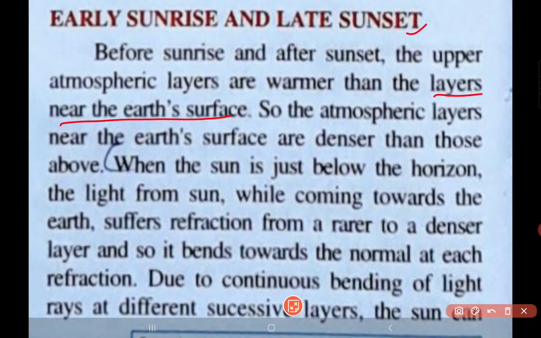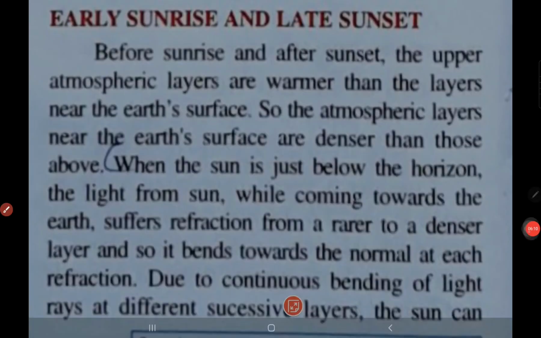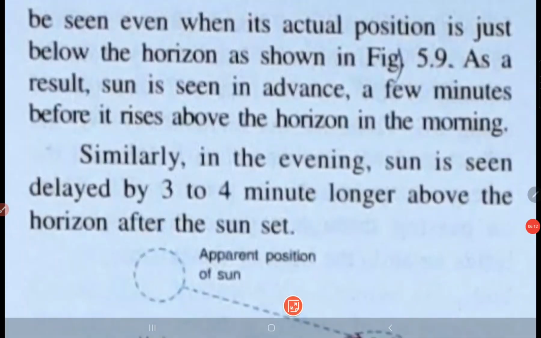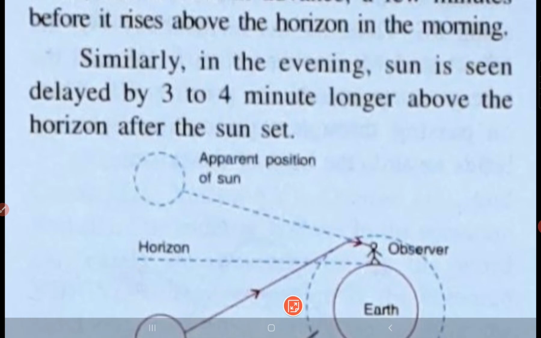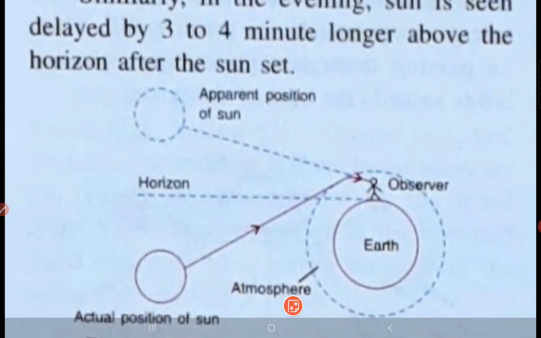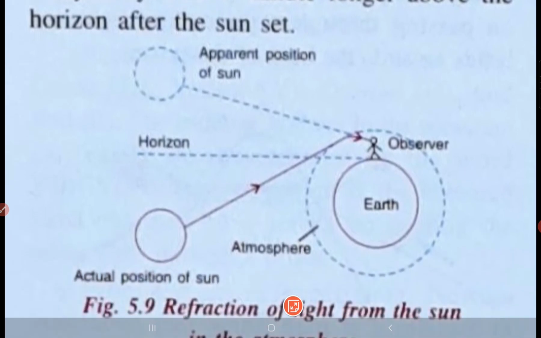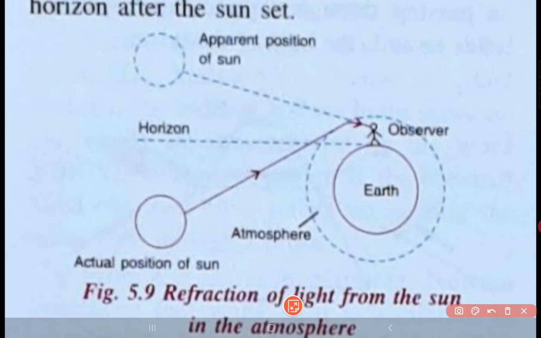Due to continuous bending of light rays at different successive layers of the atmosphere, the sun can be seen even when its actual position is just below the horizon, as shown in figure 5.9. As a result, the sun is seen a few minutes before it rises above the horizon in the morning. Similarly, in the evening, the sun is seen 3 to 4 minutes longer above the horizon after sunset. Let us try to understand this with the help of this diagram.